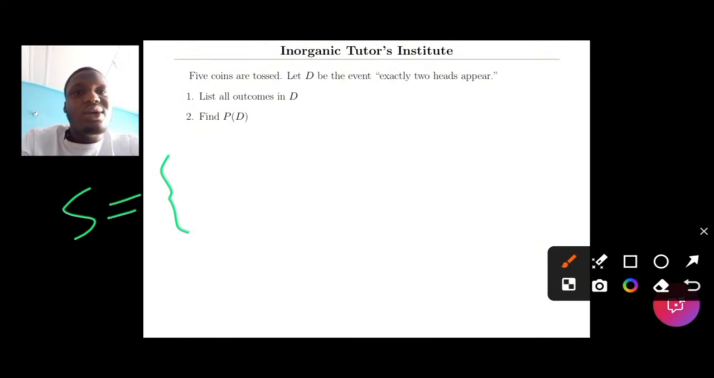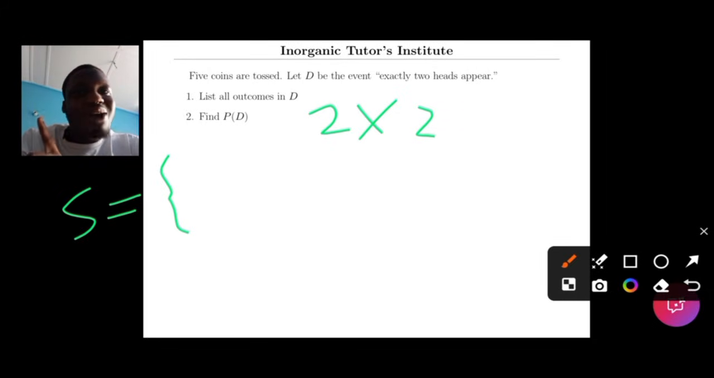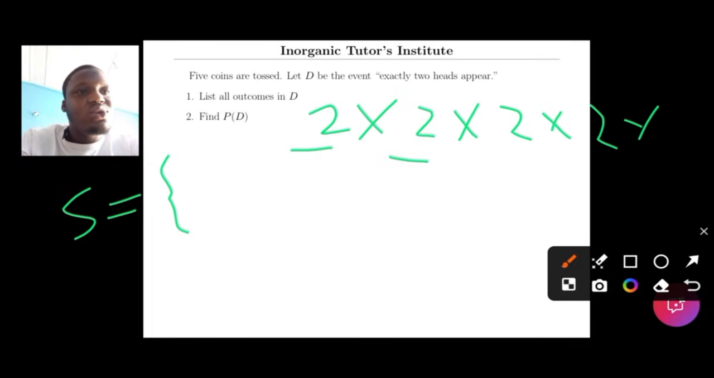The reason I'm saying S is very huge, remember the experiments are 5. Each of them produces 2 outcomes. Don't go and do 2 times 5. I said multiply the outcomes for each experiment. When you toss the coin for the first time, the outcomes are 2. The second one, possible outcomes 2. The third one, 2, 2, 2.